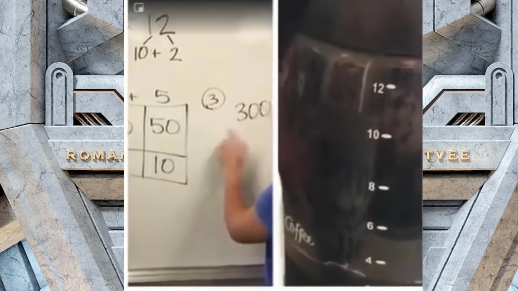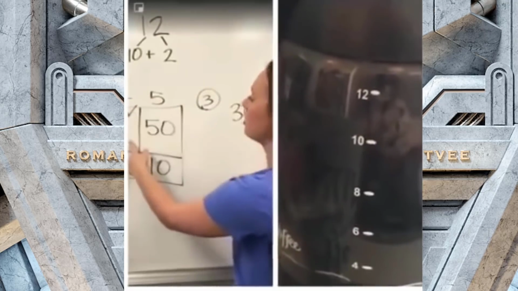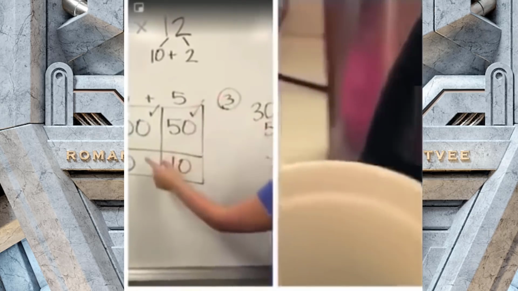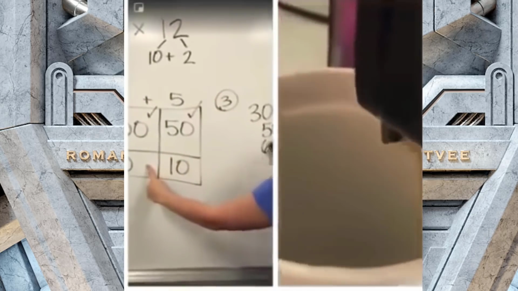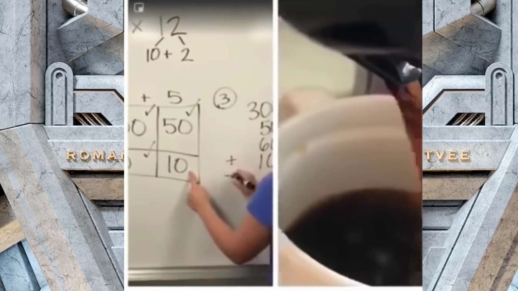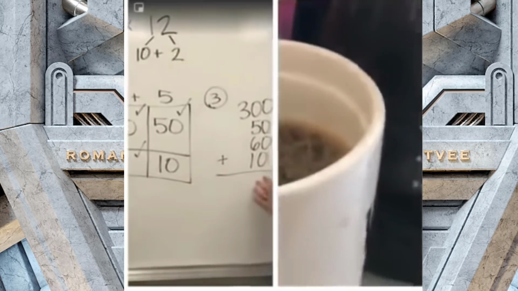300, and I like to check them off as I go. 50, 60, and 10. Make sure you line up your places too.